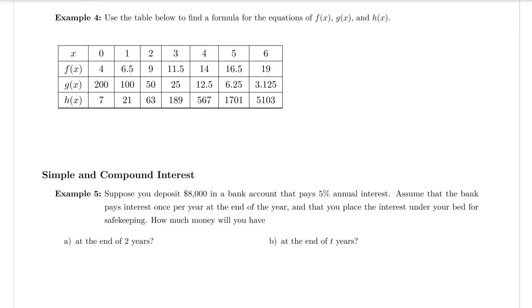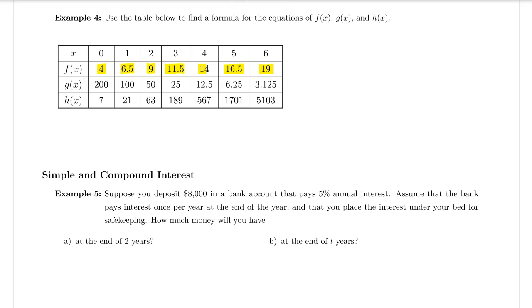But let's look at the first function. The output values are 4, 6.5, 9, 11.5, 14, 16.5, and 19. Do you notice a pattern? Pause the video and see if you can come up with functions for each of these, and then we'll go over them.